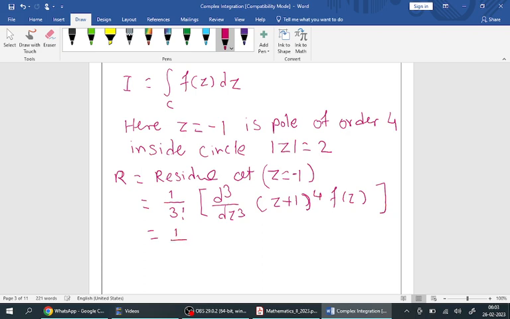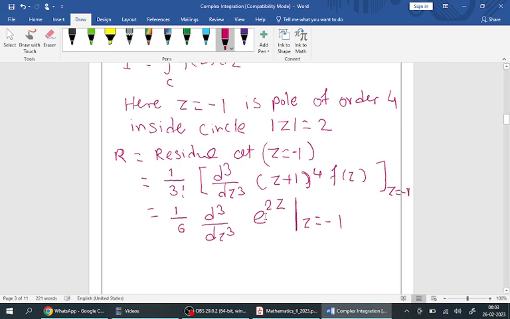1 upon 3 factorial means 1 by 6, d cube by dz cube. One more thing I left: at z equal to minus 1 we have to calculate that. So only e raised to 2z is left, and e raised to 2z at z equal to minus 1 we have to calculate at the end.